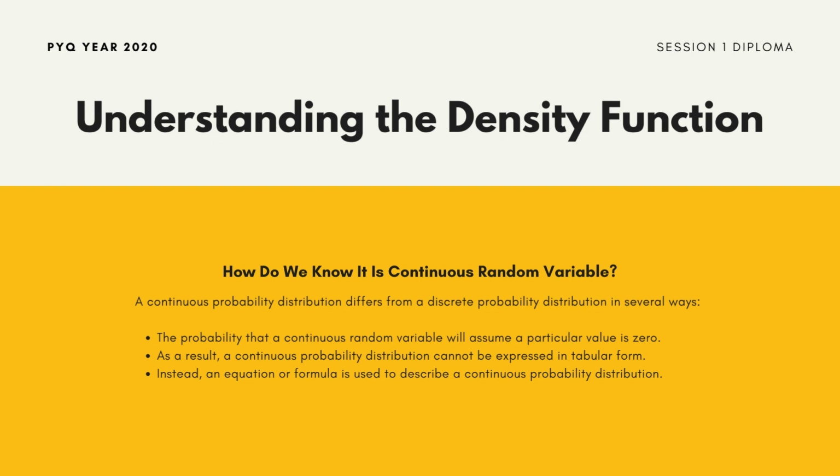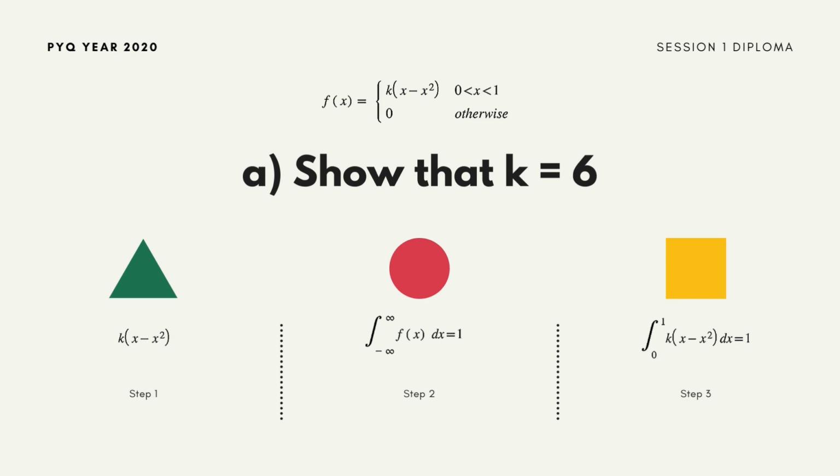Let's go right through the question. The question asks us to show that k is equal to 6. First things first, we need to know which formula we need to state, the function that we will use to solve the question. Next, we need to find the formula to solve it based on the question.